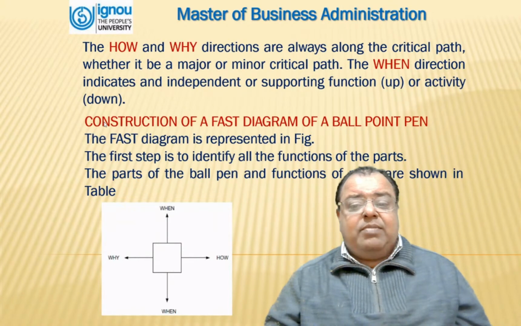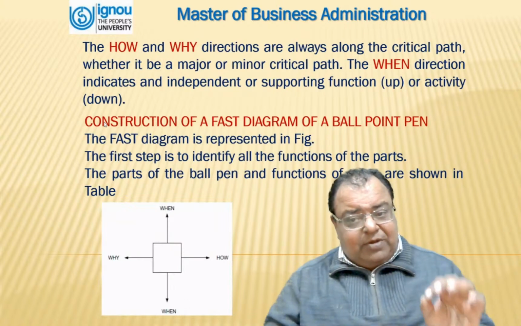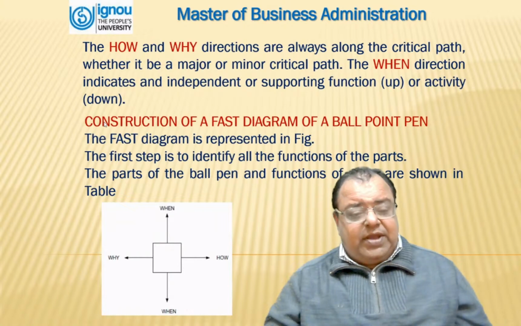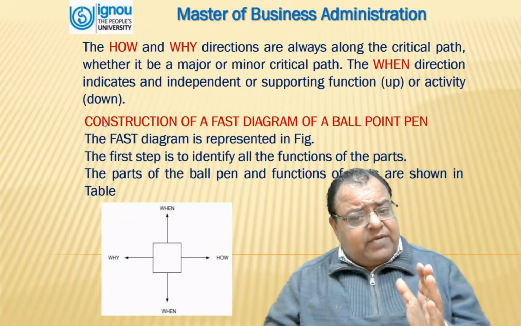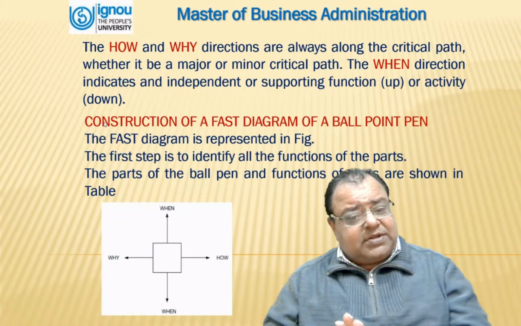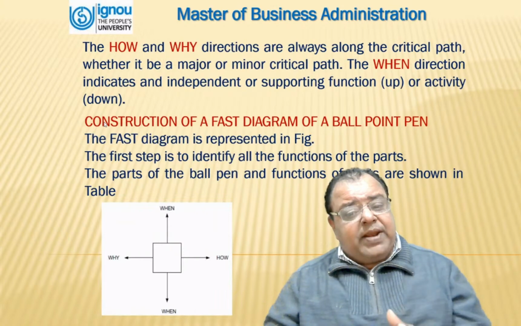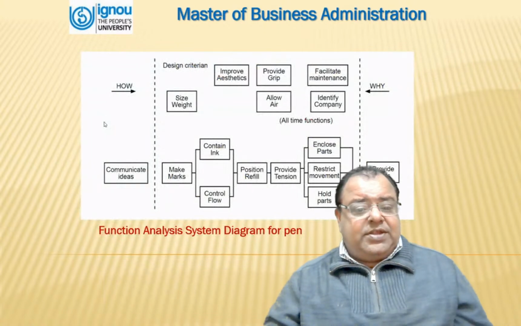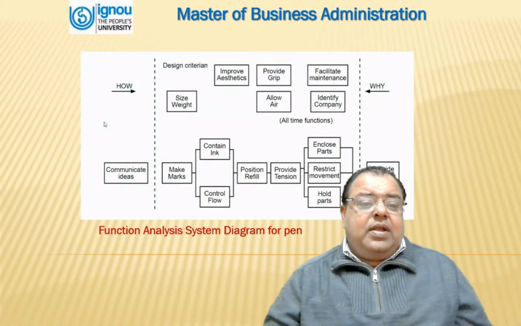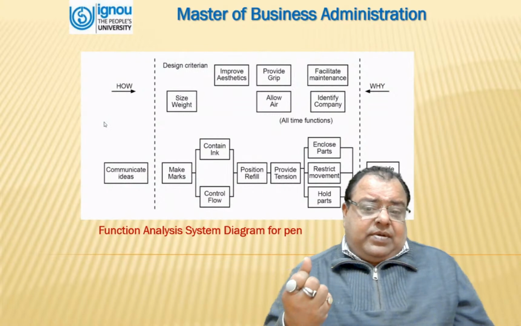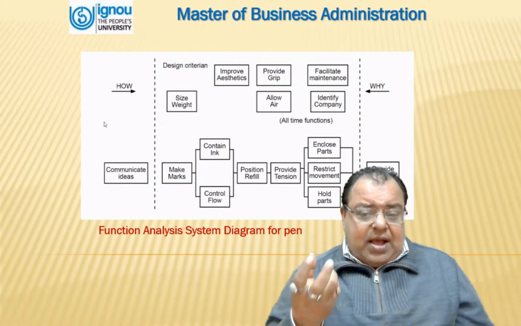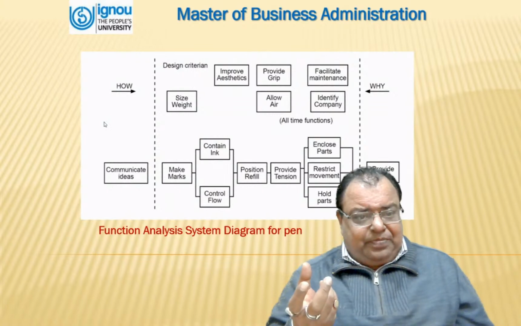Construction of a FAST diagram of a ball pen. We will have an example over here. The FAST diagram is represented as in the figure. The first step is to identify all functions of the parts. The parts of the ball pen and the functions of the parts are shown in the table. This shows different aspects related to a ball point pen.